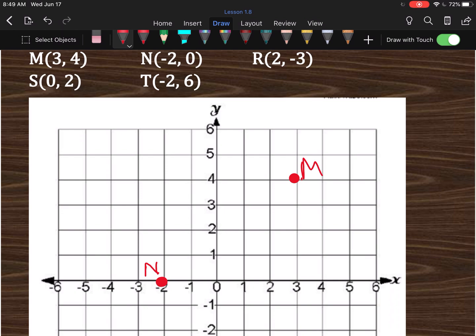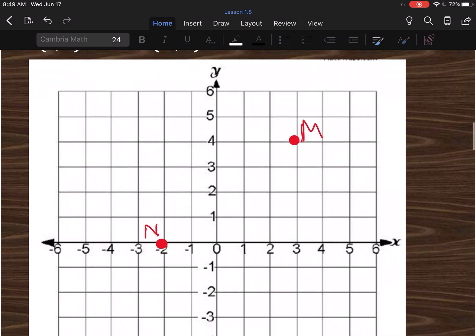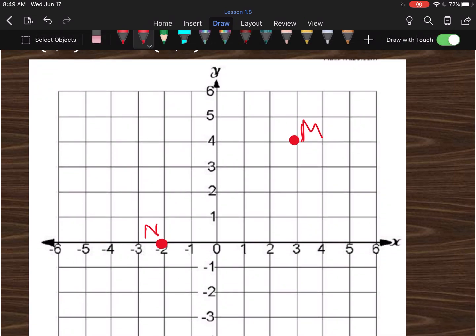Obviously we don't use O to name points because it looks like 0. For some reason skipped P as well. R lives at 2, negative 3. So I'm going to scroll down a little bit for this. So 2, negative 3 says go right 2, down 3, which is there. That is R.